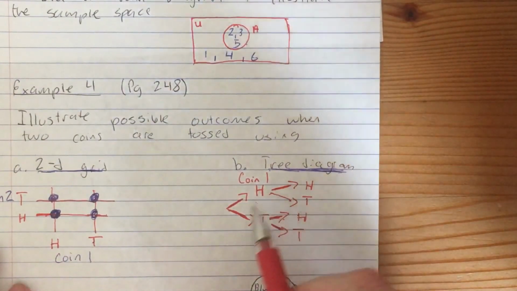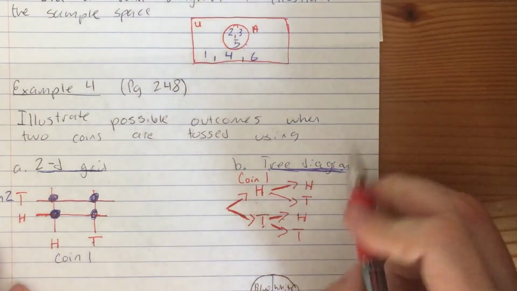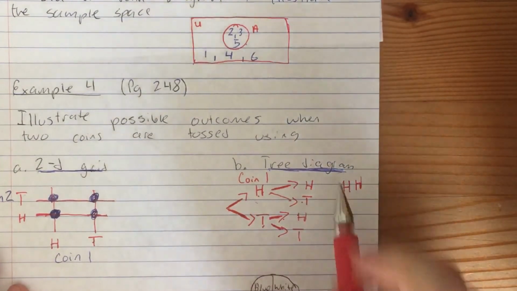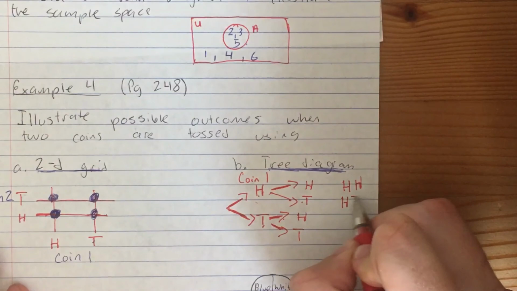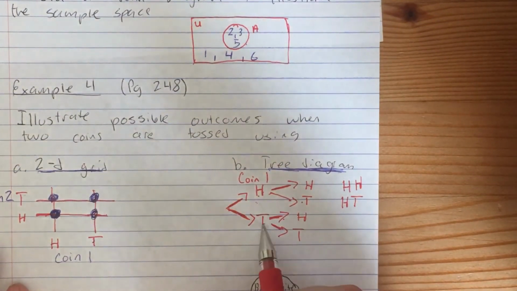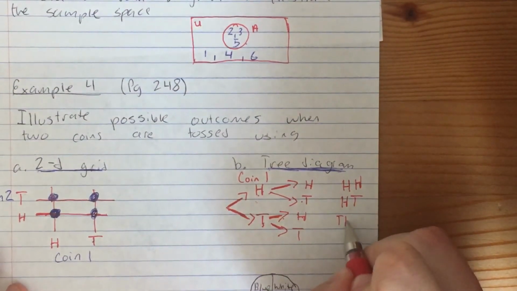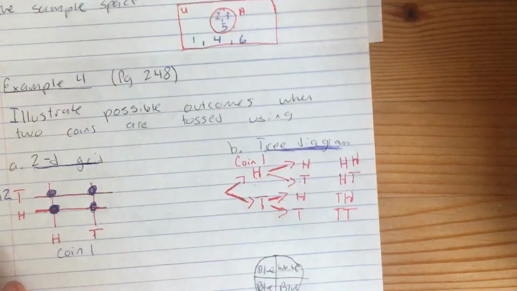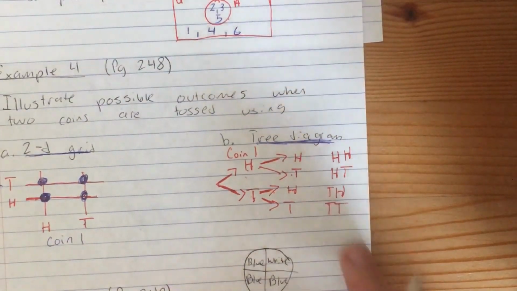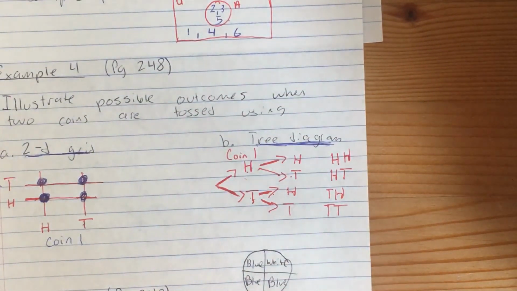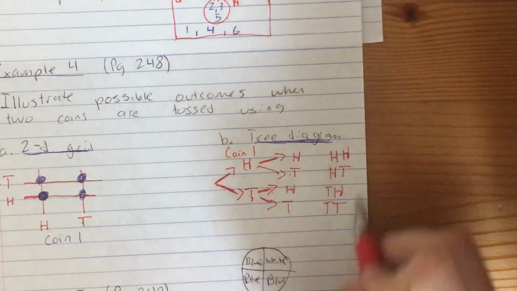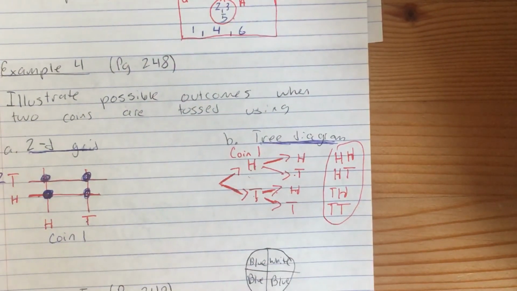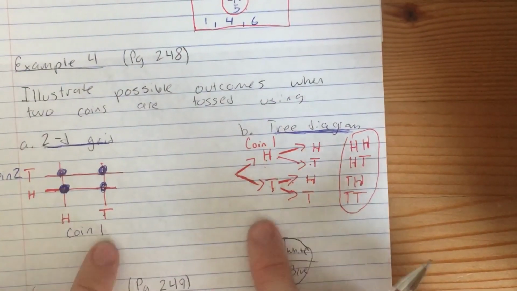And if you wanted to list those out and follow it here, you could go heads, heads. You could go heads, tails. You could start with tails and then go to heads, so tails, heads, and then you could go tails, tails. And those right there are your 4 outcomes of your sample space. This right here would be your sample space. This is all of the possible outcomes that could occur. And you'll notice it's the exact same for both.